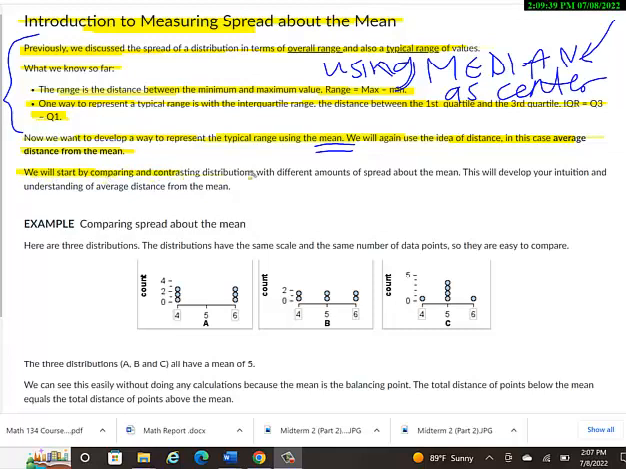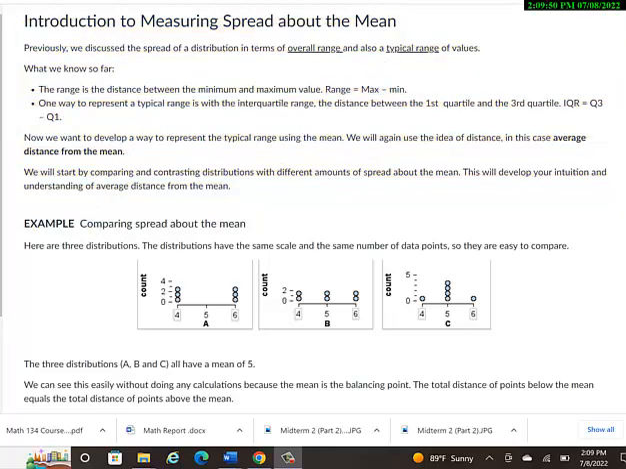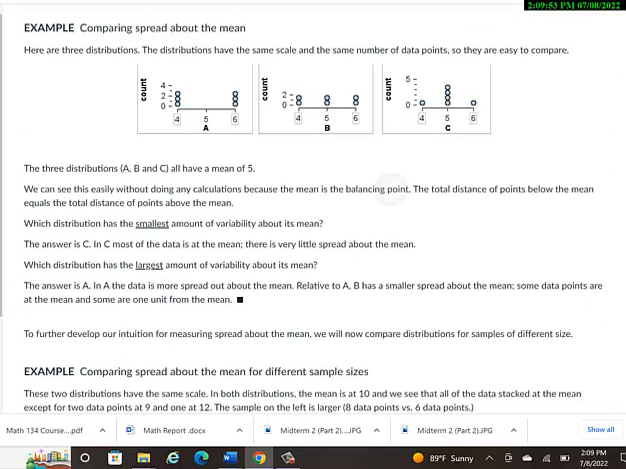We'll start by comparing and contrasting distributions with different amounts of spread about the mean. This will develop your intuition and an understanding of average distances from the mean. So here's an example. Comparing the spread about the mean. Here are 3 distributions. The distributions have the same scale and the same number of data points, so they're easy to compare. We have A, B, and C. They all have a mean of 5.